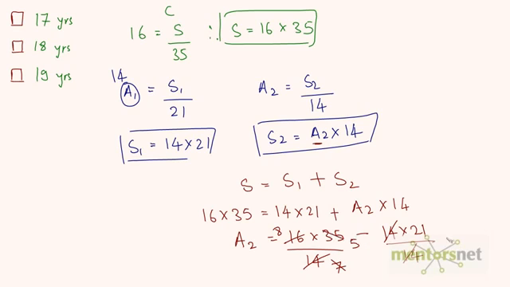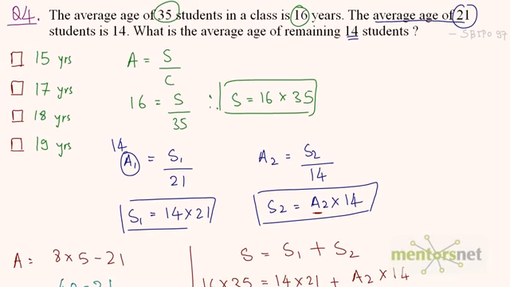So this is equal to, let's write it here, A2 is equal to 8 times 5 minus 21. This is equal to 8 times 5 is 40 minus 21. 40 minus 21 is 19. So the answer is 19 years.